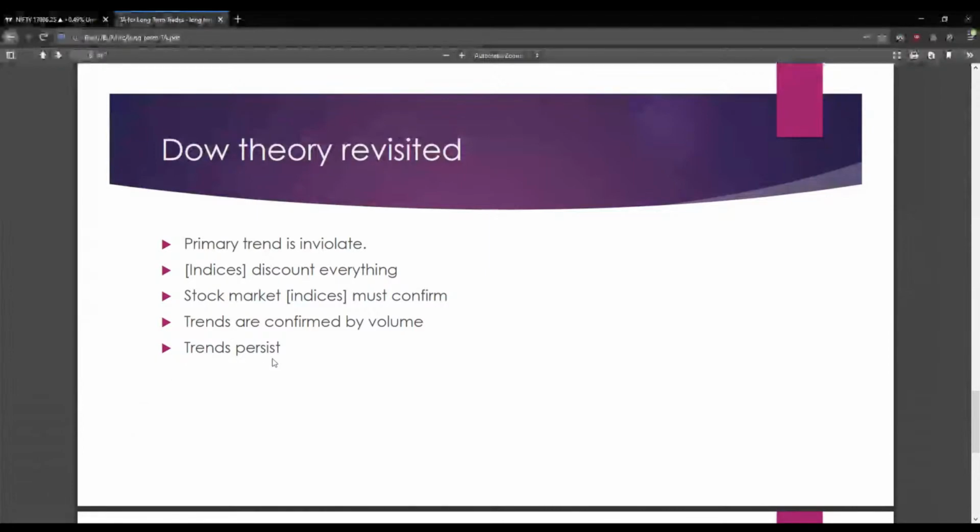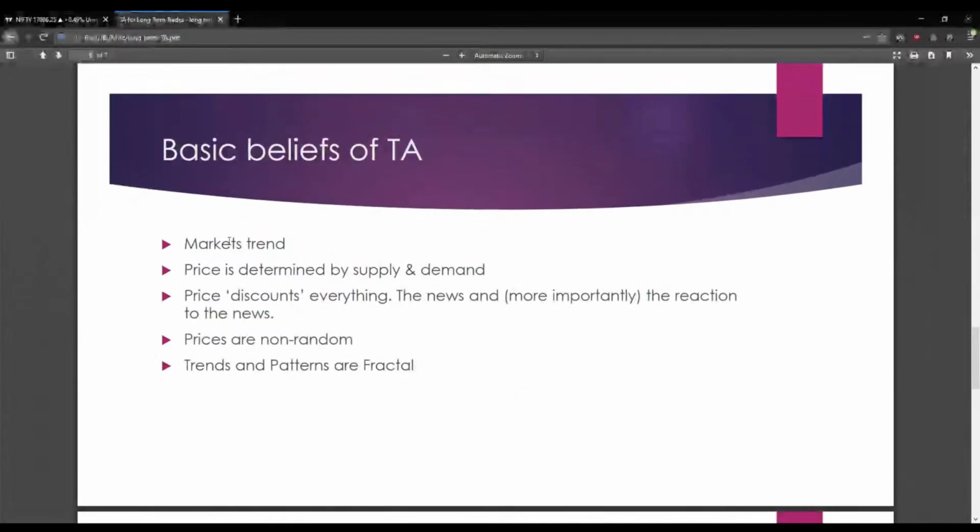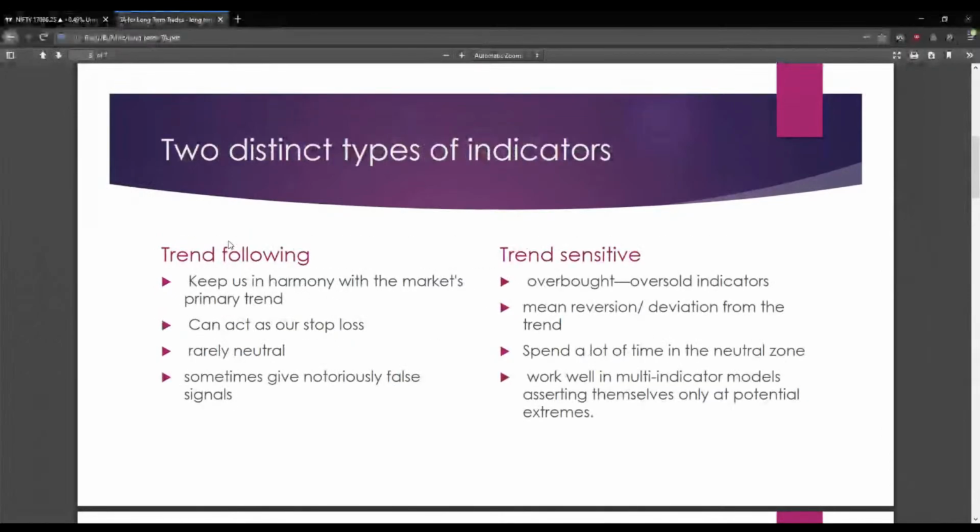And yes, trends persist. Generally, the primary trend is for 3 to 6 years, and the secondary trend is for just a few months. Generally, they persist, and the best way to get profit out of it is to just buy and hold for the whole primary trend, according to Charles Dow. And yeah, we'll get to this later. So now that we have some theory behind us, at least, we'll go through some of them.